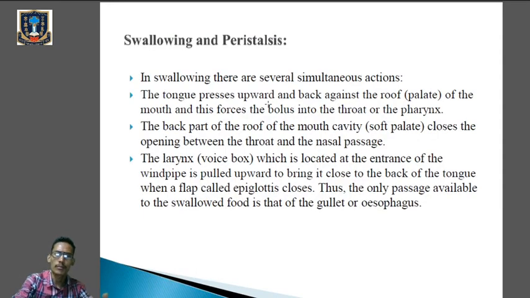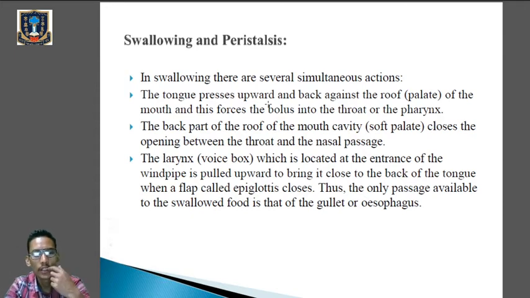Now let's come back to the topic: swallowing of food and peristalsis movement in the oesophagus that will lead to the swallowing of the bolus from our mouth. Okay, so in swallowing there are several simultaneous actions. There are different steps involved in the process of swallowing.